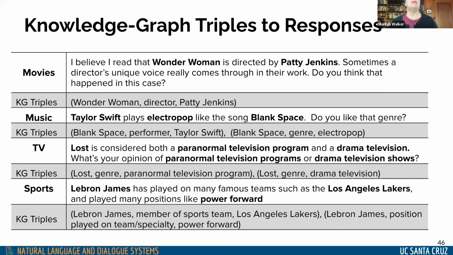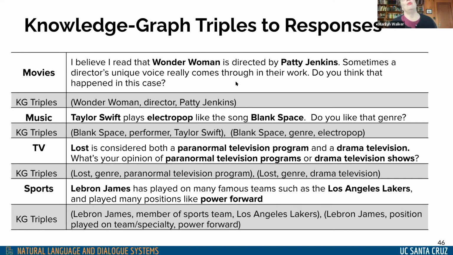So here's a few examples. If you have a triple like Wonder Woman's director was Patty Jenkins, this would be an example of something that the response generator would produce. I believe that Wonder Woman is directed by Patty Jenkins, and then it produces these other kinds of utterances that pad it. They don't directly come from the knowledge graph. This is what the training data looks like. This is what that response generator actually produces. And these responses are generated by template-based generation.